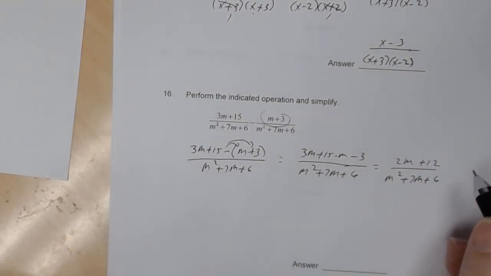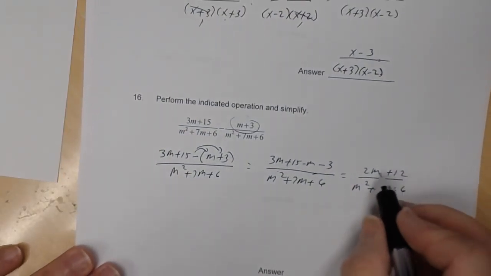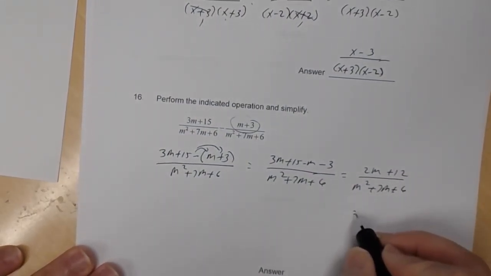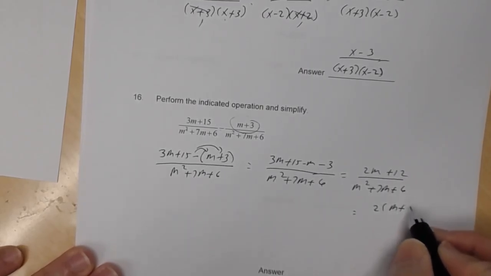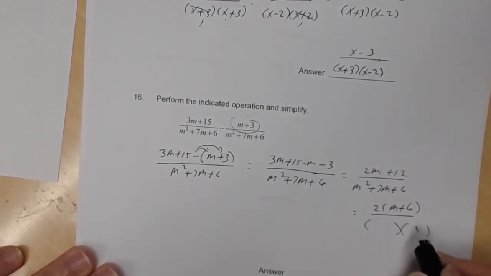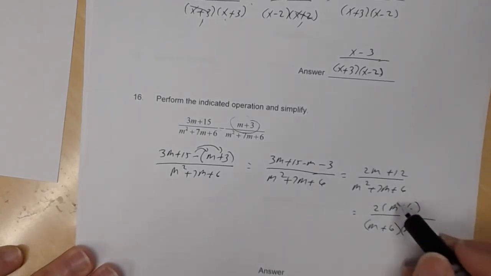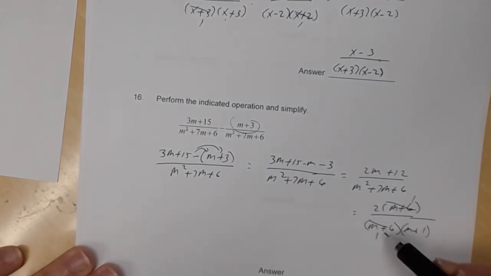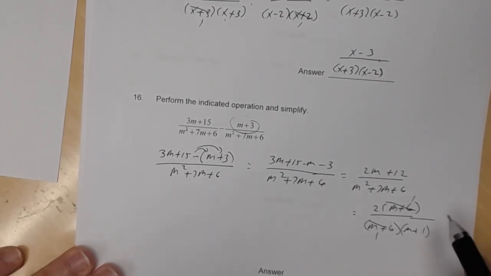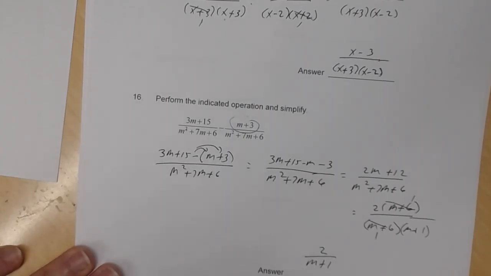All right, now remember, you want to simplify as much as possible, so you want to factor. I can factor out a 2 in the numerator, and I get 2 times m plus 6. In the denominator, I can factor this as m plus 6, m plus 1. And so the m plus 6 divides out, you're left with factors of 1 in their place, and so you get 2 divided by m plus 1. So 2 divided by m plus 1.